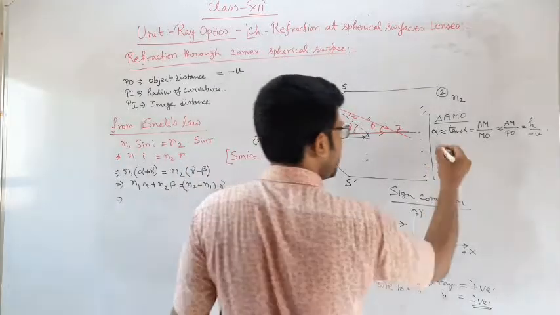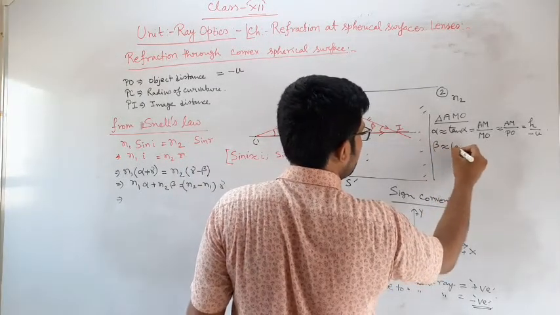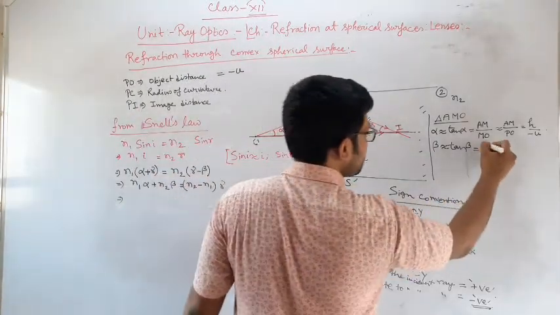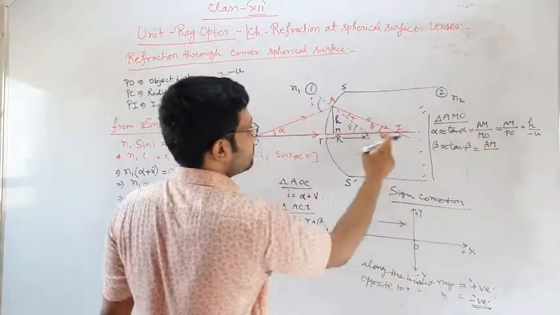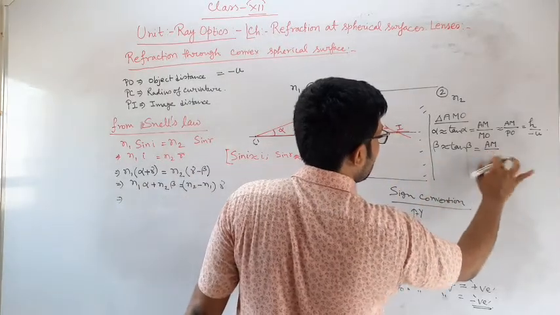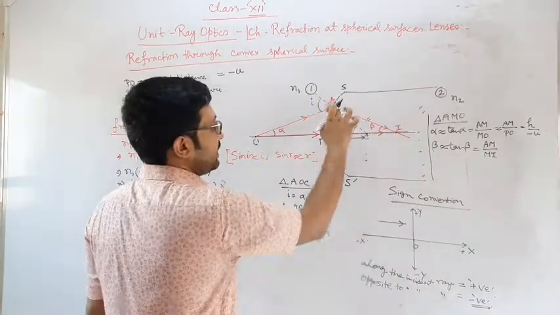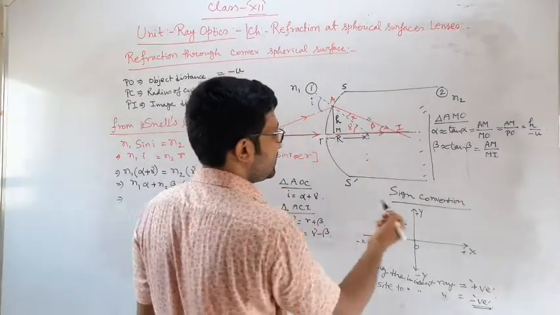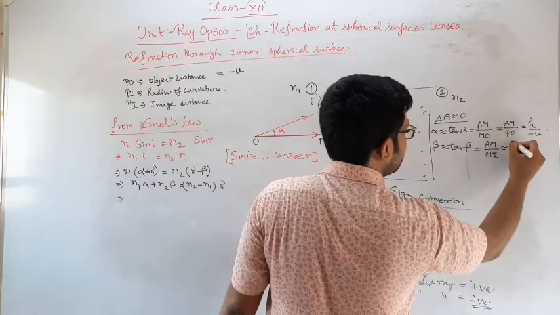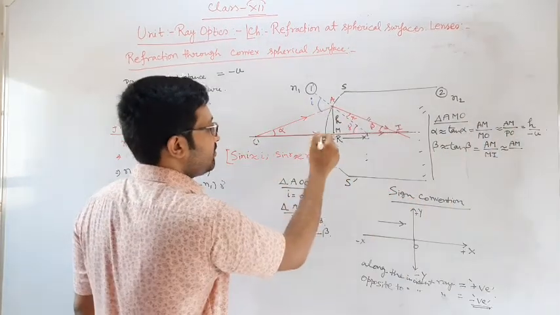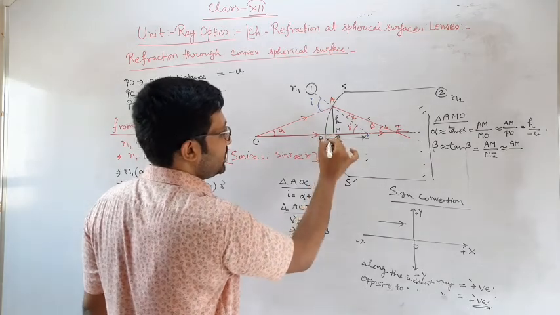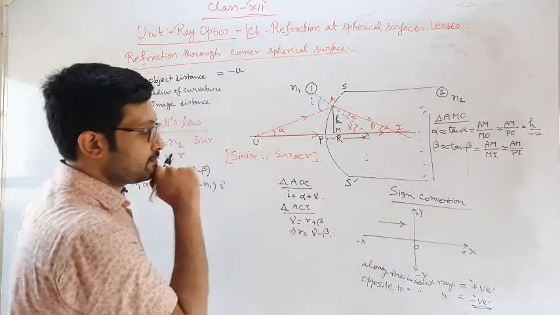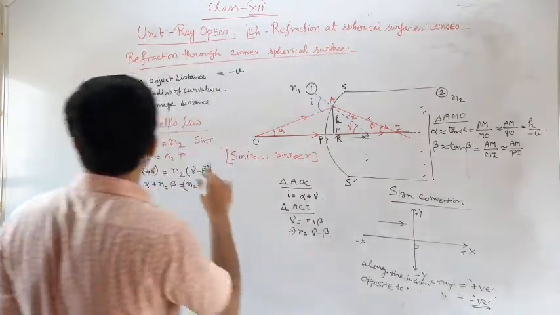Same way, beta is nearly equal to tan beta, and tan beta is equal to AM divided by MI. AM means perpendicular, MI is your base. Same way, M and P point are very close to each other, so we can write PI. And this PI is your image distance.